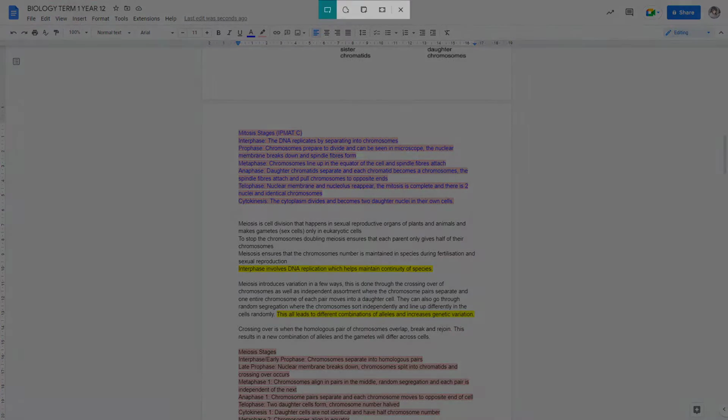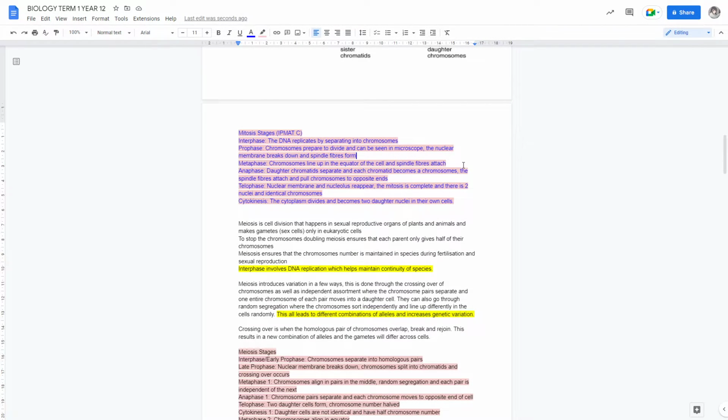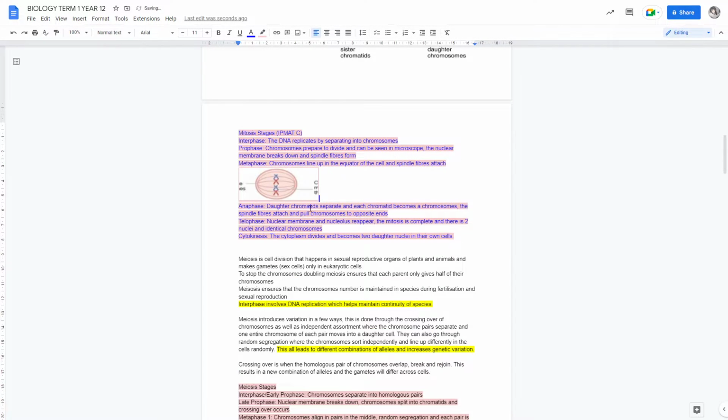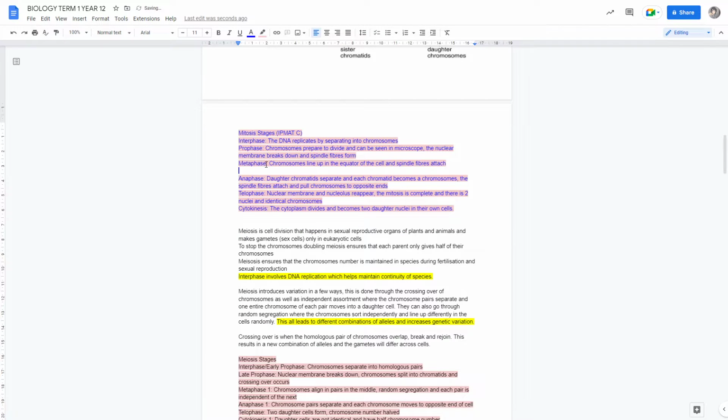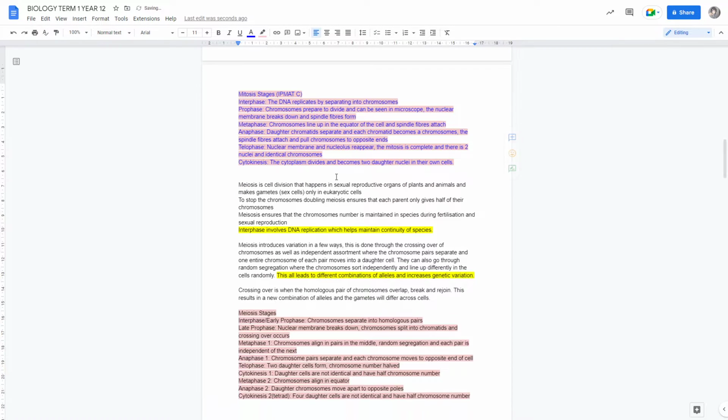They line up in the middle of the cell like so. We have a picture right there. As you can see, they're lined up in the middle of the cell, and spindle fibers are attached to the middle of them, which is where the centromere is. You'll be able to draw that by putting a dot right in the middle. Now make sure you label that as the centromere, which is something that you have to label.